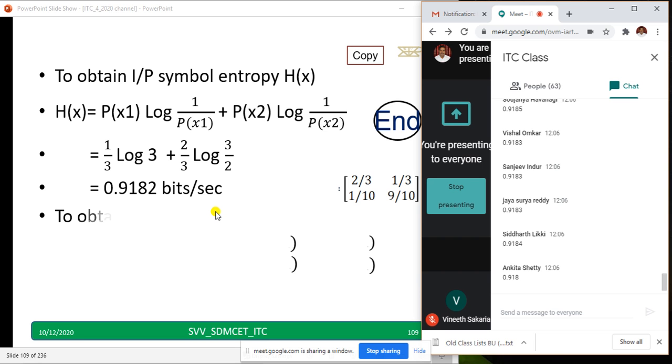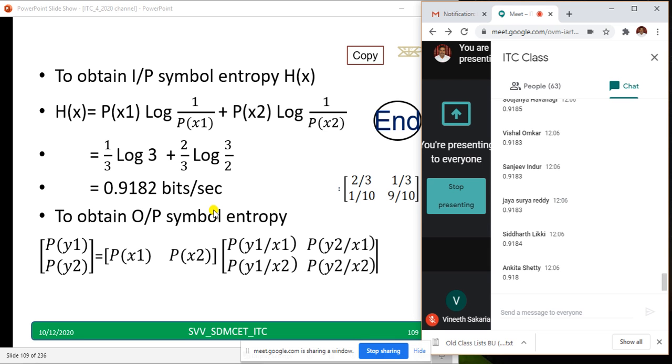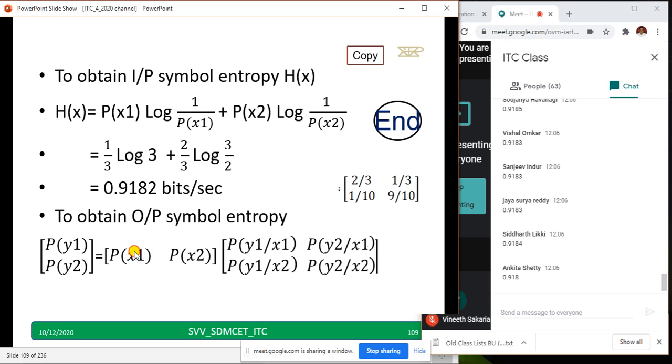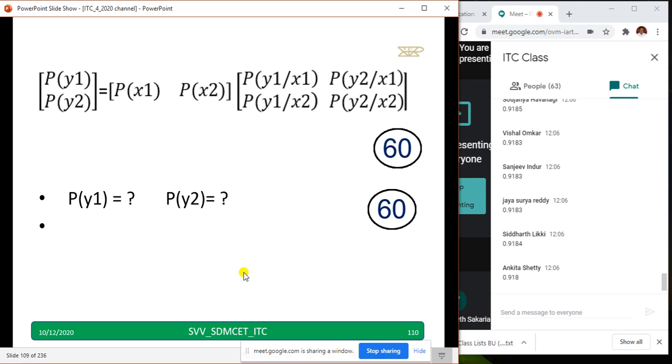To obtain the output symbol probabilities, what do I need? The probabilities of y1 and y2. Simply I have to multiply these two. You have the values of probability of x1, you know probability of x2. This is given to you in the problem statement. Simply multiply these two and try to find the answer. The same slide, just take the next slide. The same equation I have given. Fill these two and find this y1 and y2.